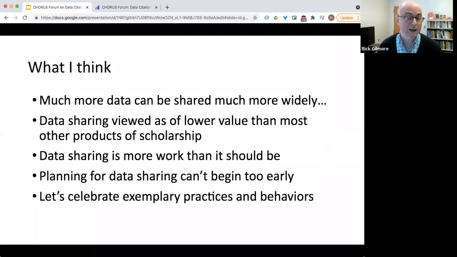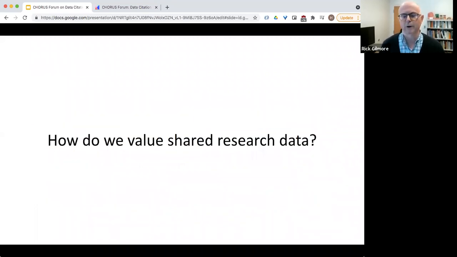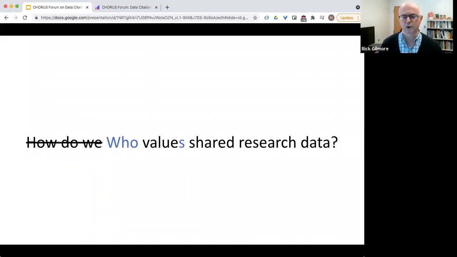If we want to expand data sharing, planning for it cannot begin too early. And if we want to expand data sharing, we need to give it real value and acclaim, celebrating exemplary practices and behaviors. So in answering how do we value shared research data, I'd like to recast the question to ask instead, who values shared research data? And look at that in some detail.